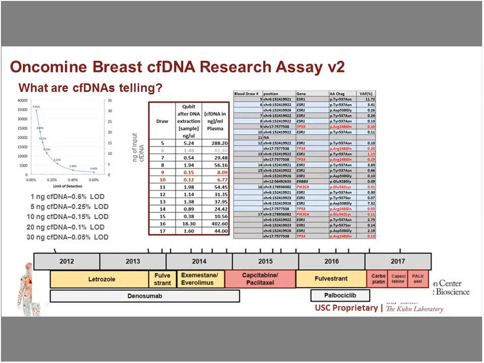We didn't collect the plasmas until blood draw 5. With the plasma samples from draw 5 to 17, we used the Oncomine Breast Research Assay V2 for the SNV analysis. But due to the limit of our plasma samples, most of our analysis was done on 1 ml plasma extraction. That's why I highlighted draws 9 and 10 in red, with total cfDNA amounts around 8 nanograms and 6 nanograms as the Oncomine input.